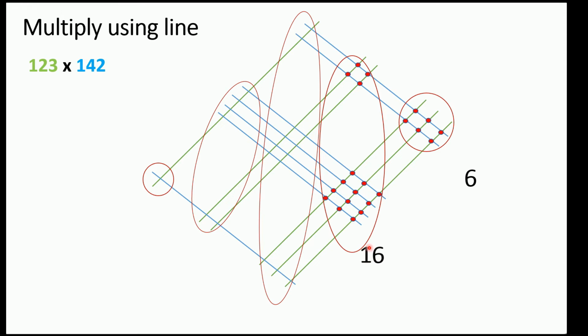So total here 16, but one is here in the tens place. Therefore this one goes to the next group. Now count how many dots in this group. So total how many dots? Here 13 dots. So 1 plus 13 is 14. Again here 1 is in the tens place. So it will go to the next group. Next again count the dots. There are 6 dots. So 1 plus 6 is 7. Again in the next group only 1 dot is there. So our answer is 17466. If you multiply these numbers, you will get this answer.